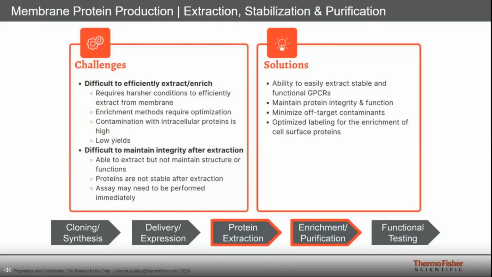It often requires harsh conditions that result in denatured or destabilized membrane proteins, and that can cause low yields, and it requires enrichment of your target. And here we're going to discuss strategies to optimize your membrane protein preparation with ways to easily extract membrane proteins, such as GPCRs, that maintain function over time.